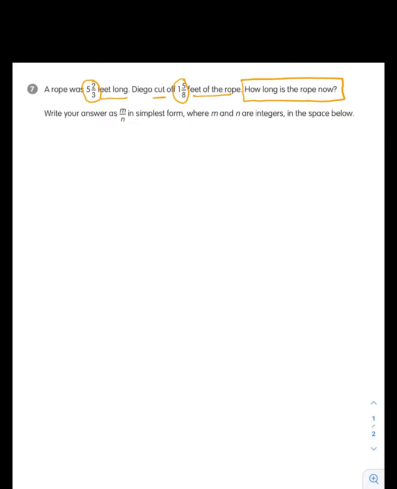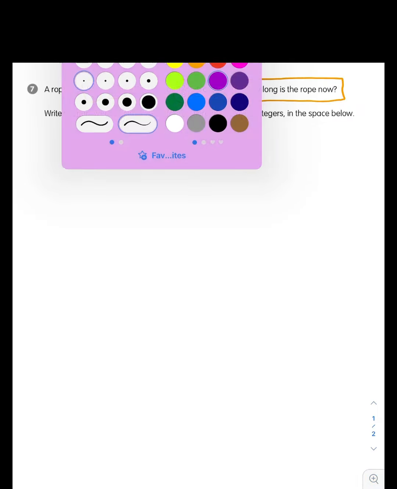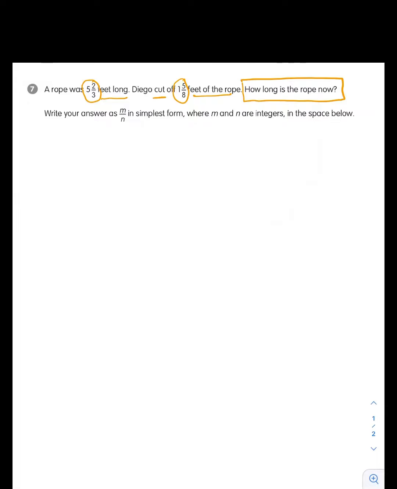The rope was 5 and 2/3. Diego cut out 1 and 5/8 of the rope. How long is the rope now? So the rope was cut, so we know this is some sort of a subtraction. We start with 5 and 2/3, and we are subtracting from it 1 and 5/8. And when we evaluate this expression, we come up with the length of the rope now. So this is the length of the rope now.